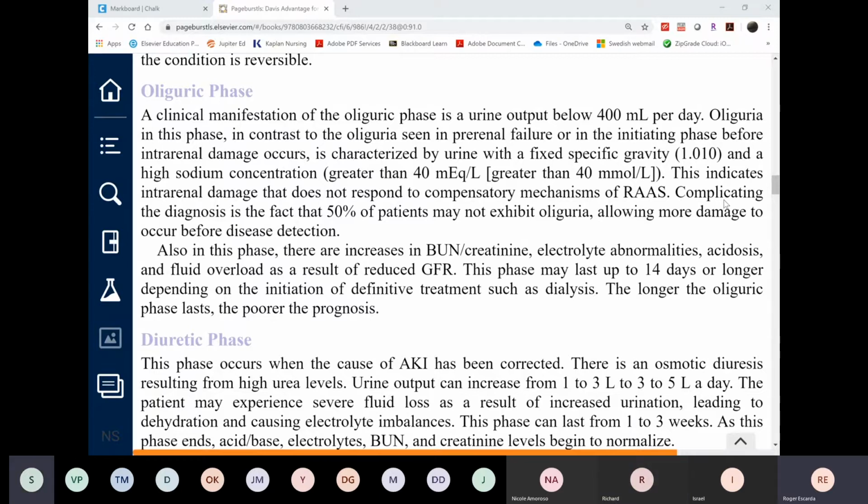Okay, I'll help her out. The patient's urine output will be below 400. Creatinine and BUN will be increased, very good. And there will be some electrolyte imbalances. Particularly, again, I said it's potassium, right?